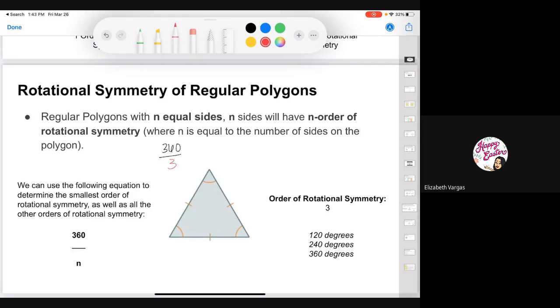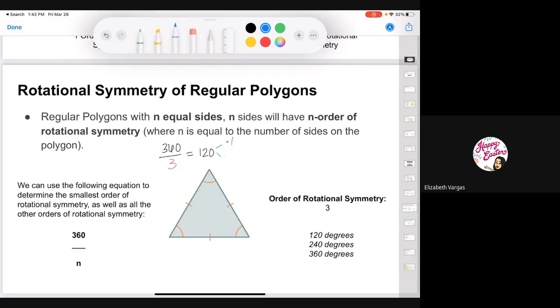And basically what this is going to tell me is all the degrees in which I can rotate this triangle to get it to map back onto itself without me actually having to do that. So I do 360 divided by 3. That is 120. Okay? So what does that mean? Well, what you can actually do is take that 120 and multiply it by each of the sides.